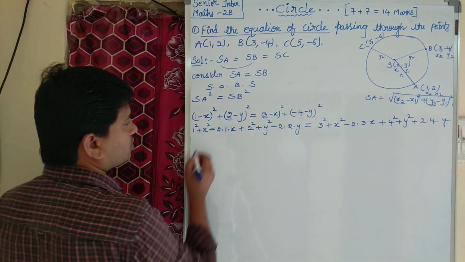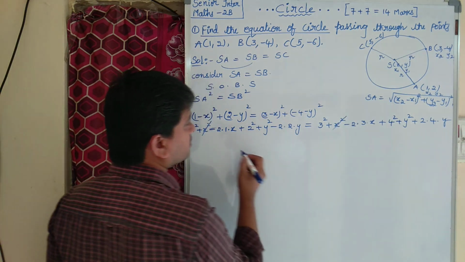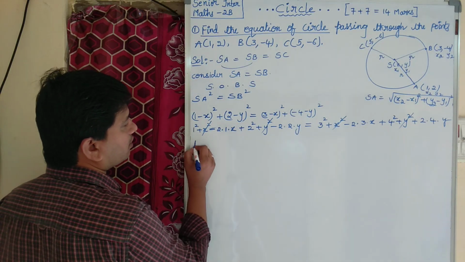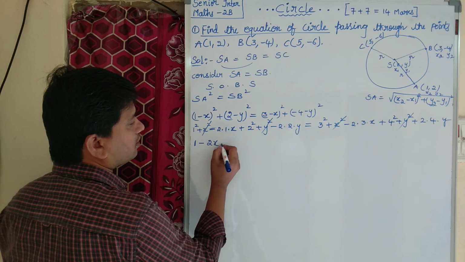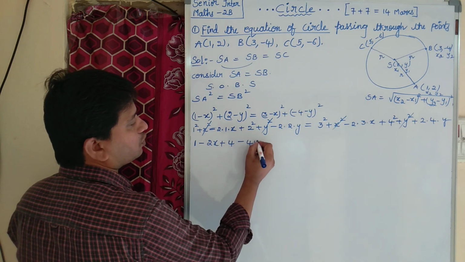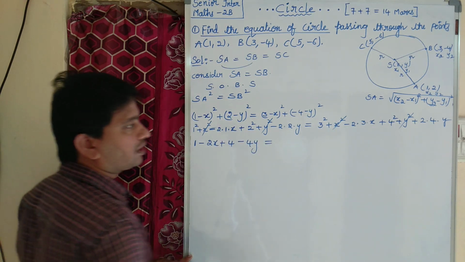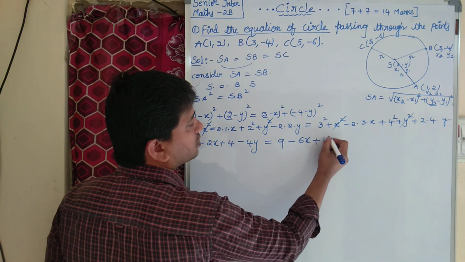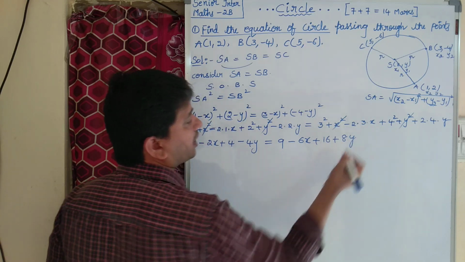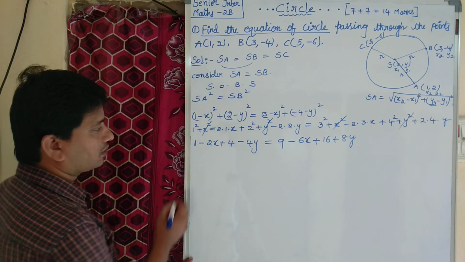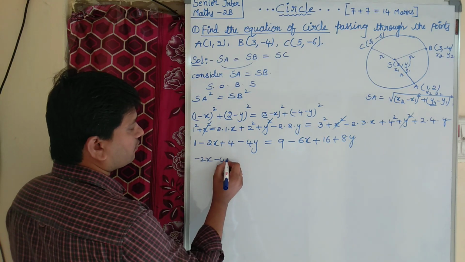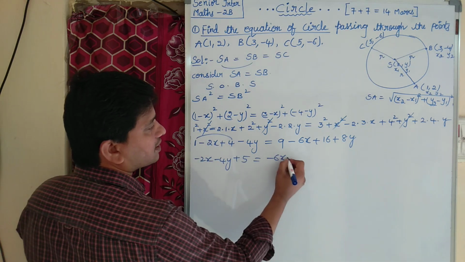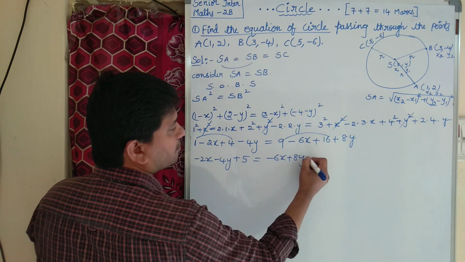Right? So let me cancel x square, y square, y square. We have 1 square means 1, minus 2 into 1 is 2x, 2 square means 4, minus 2 into 2 is 4y, equal to 3 square means 9, minus 2 into 3 is 6x, 4 square means 16, plus 2 into 4 is 8y. Okay? So minus 2x, minus 4y, 1 plus 4, 5, equal to minus 6x plus 8y, 16 plus 9, 25.